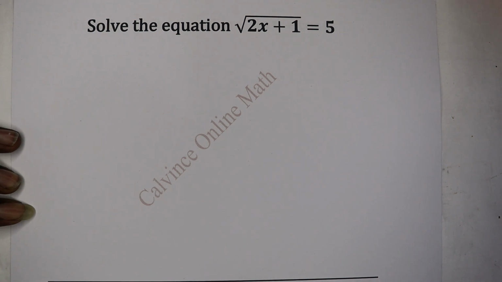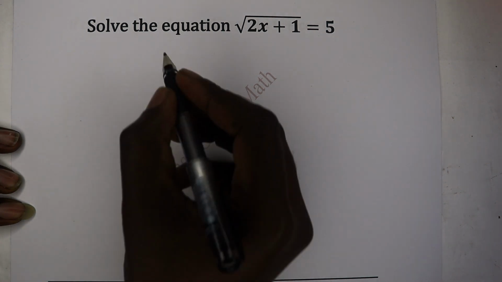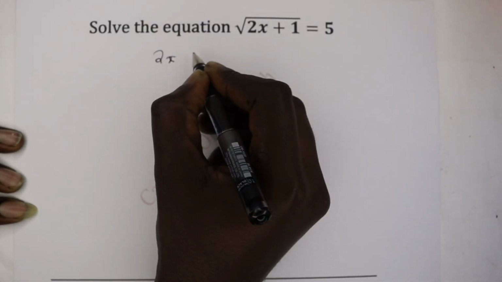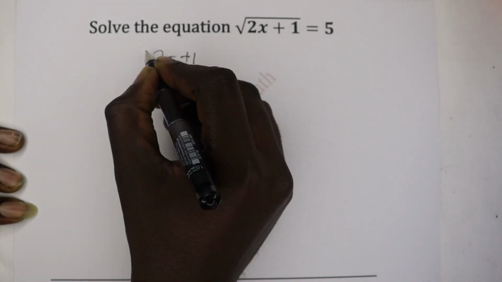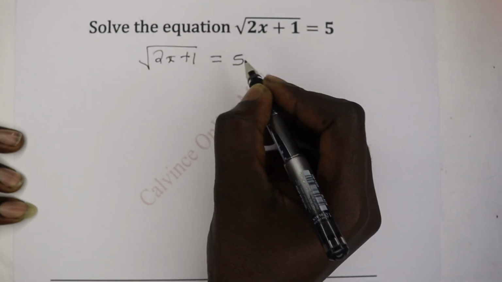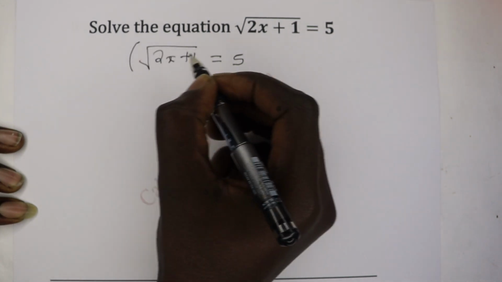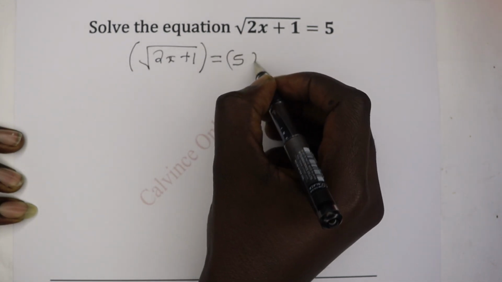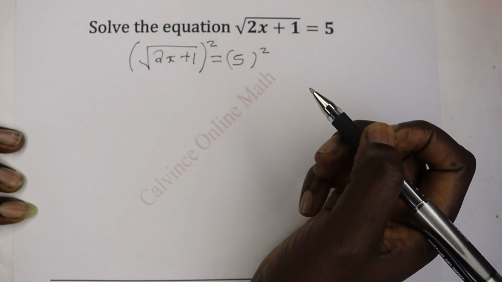Solve the equation root of 2x plus 1 is equal to 5. So you have 2x plus 1 under the root is equal to 5. So the first thing I want to do is just square both sides. That squared is equal to that squared.